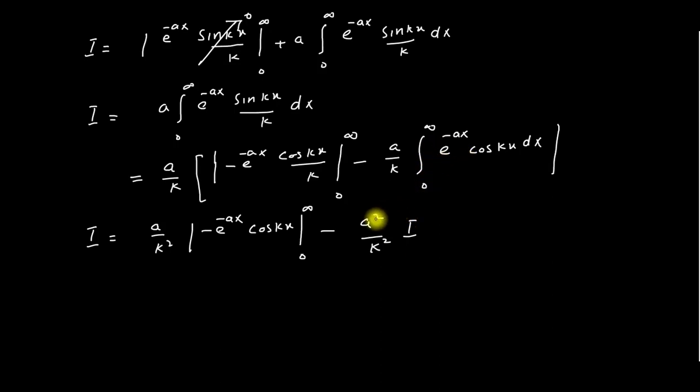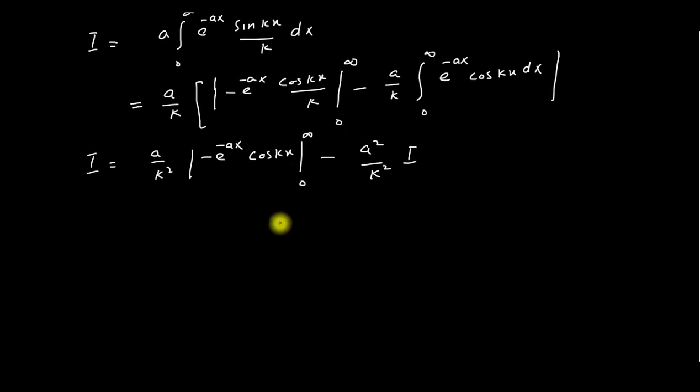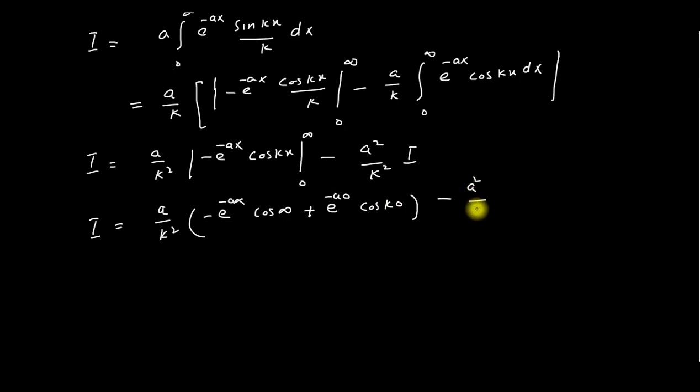Now I have to put the limits, upper limit and lower limit, and we will get I is equal to a divided by k square into minus e to the power minus a infinity cos k infinity plus e to the power minus a into 0 cos k 0 minus a square divided by k square into I. We will get this one. Now here this term is equal to 0 and this will become equal to 1.